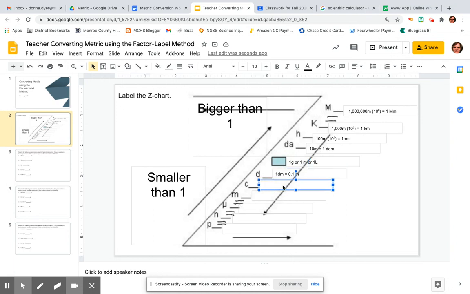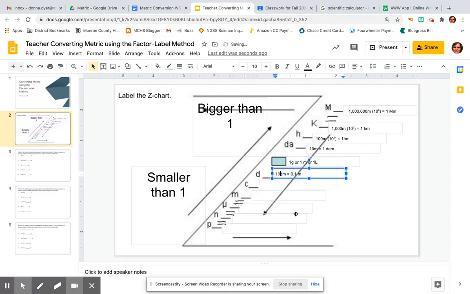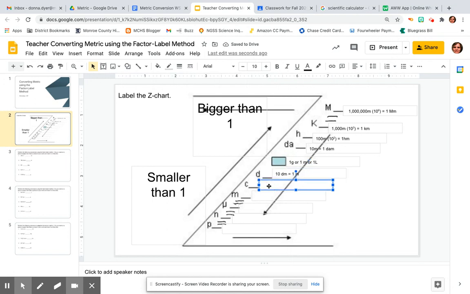Okay, centi is 1/100th. It takes 100 centimeters to be 1 meter. And I'm not sure which way you guys would rather me do it. I might just go ahead, instead of using the decimals, and say, okay, 10 decimeters in 1 meter. I think that might be easier. Okay, so 10 decimeters in 1 meter. So several of these in 1 meter. So centi is 1/100th, which means it takes 100 centimeters to be 1 meter.